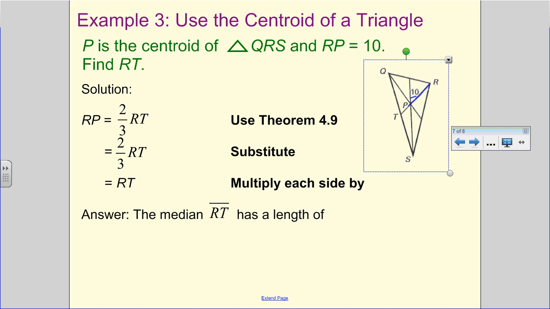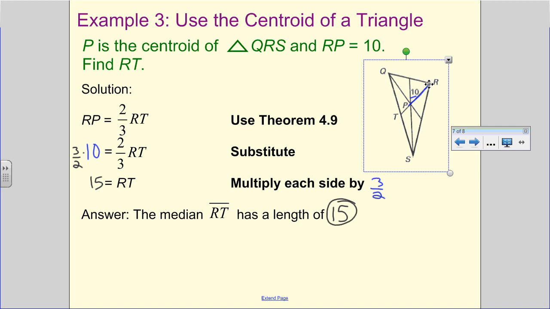So I know that RP is equal to 2/3 times RT. So RP, that's my 10. That's equal to 2/3 times RT. That's our substitution. We can multiply each side by 3/2, by that reciprocal. So if I multiply each side by 3/2, I'm going to do 10 times 3/2. So that's going to give me 15 is equal to RT. So my whole segment has a length of 15. A lot of algebra there.